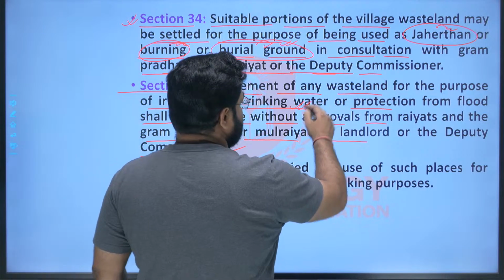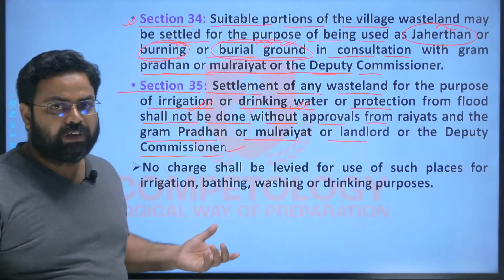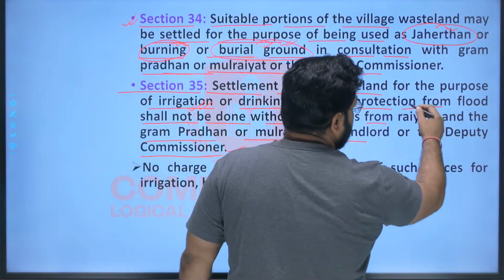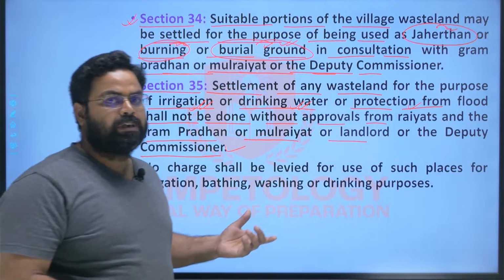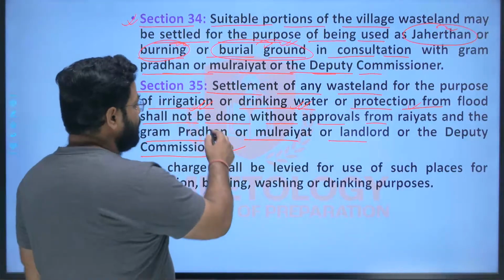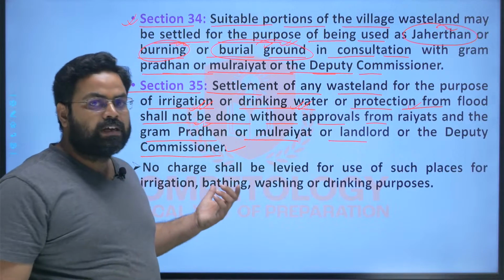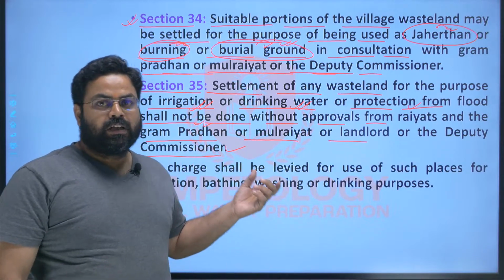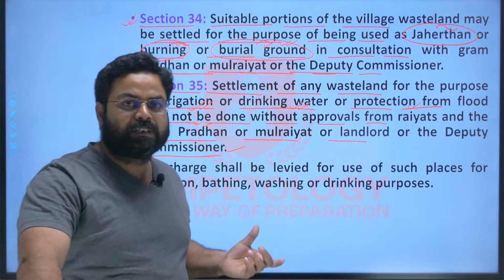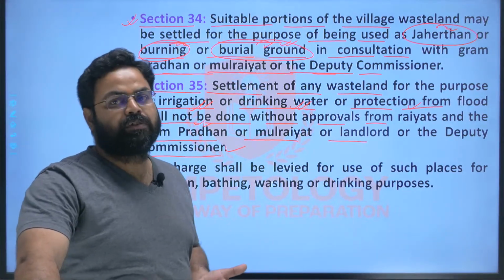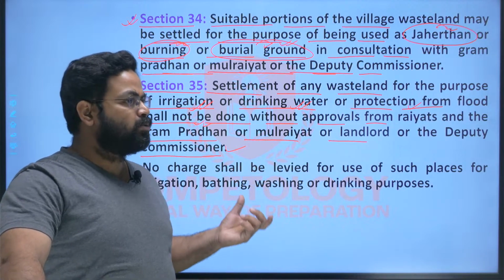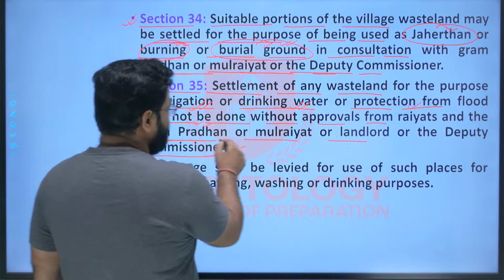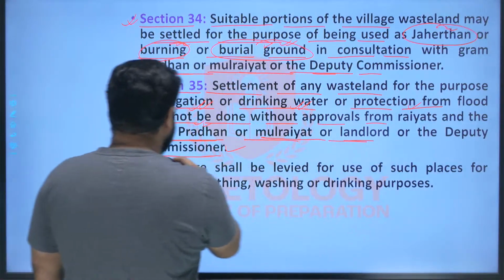Drinking water purpose, the same thing, that is the ahar or the well, whatever it is, or the protection from the flood, like construction of embankment or other things, so that the flood water does not enter the cultivated land. So all these things can be done, and the settlement of the wasteland and the vacant land can be done for this purpose, but there should be the prior permission of the Gram Pradhan, Mool Rayyat, landlord, and the DC.